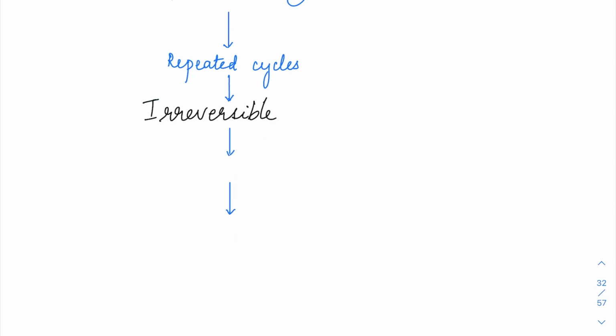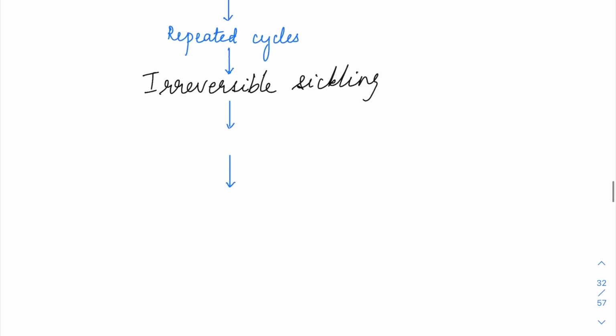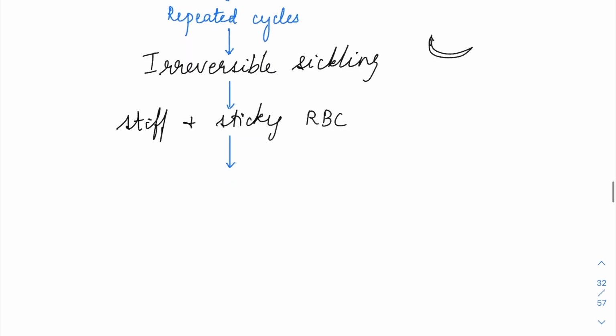At some point of time, it is not going to return back to normal, it is going to cause irreversible sickling. So irreversible sickle cells are going to be stiff and sticky. So it is going to make the RBC stiff and sticky. Sickle is like a sickle, right? A sickle is something we use for harvesting crops. It is going to look like this, right? So the cells are going to be like a sickle now.